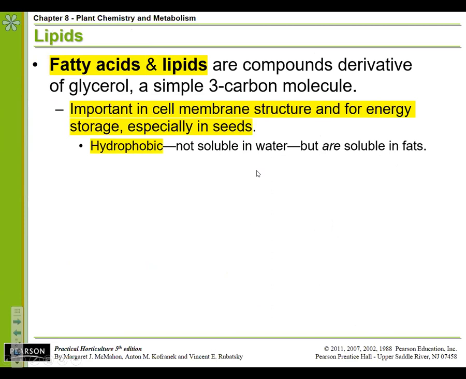All right, let's take a look at the lipids. So lipids are fats, basically, fatty acids. They are compounds that are derivatives of glycerol, which is just a simple 3-carbon molecule. Lipids are very important in cell membrane structure, but they're also important for energy storage, especially in seeds. The thing with fats, fatty acids and lipids is that they are hydrophobic. So they repel water, they're not soluble in water. However, they are soluble in other fats.